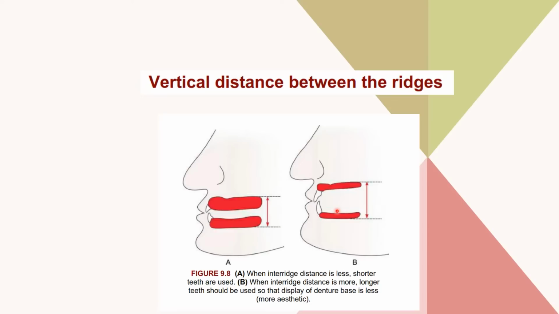When the space is available, it is more aesthetically acceptable to use teeth that are long enough to eliminate the display of the denture base. Here the interridge distance is less, so shorter teeth are used. Here the distance is more and longer teeth should be used so that the display of denture base is less. This is more aesthetic.